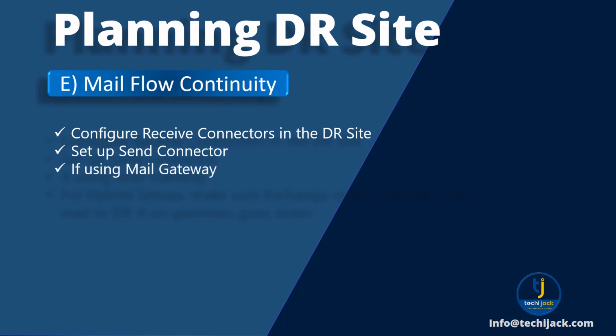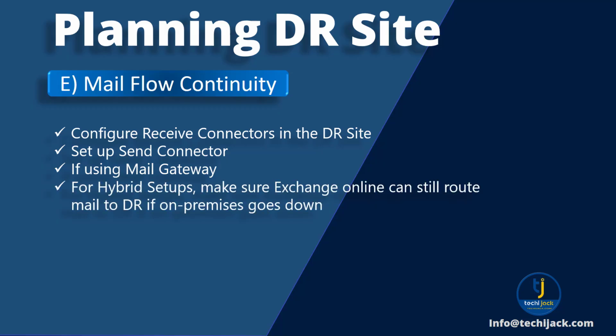Therefore, if you are using a mail gateway, configure both sides to reroute the message to the disaster recovery Exchange automatically if something fails. For hybrid setups, make sure Exchange Online can still route mail to the disaster recovery if on-premises Exchange goes down. Even if the main Exchange is gone, new email should still arrive in the disaster recovery. No data loss or bounce back should be there.